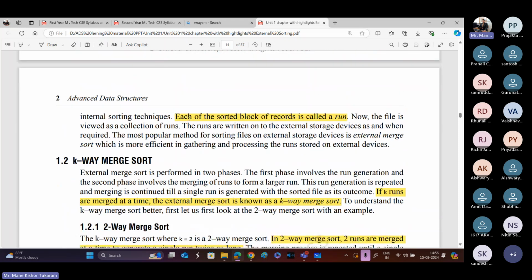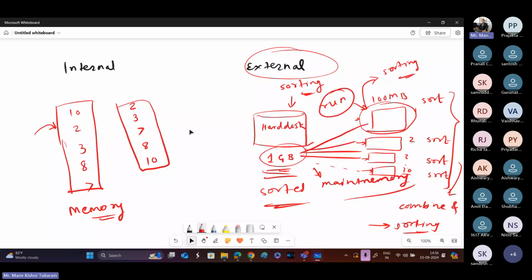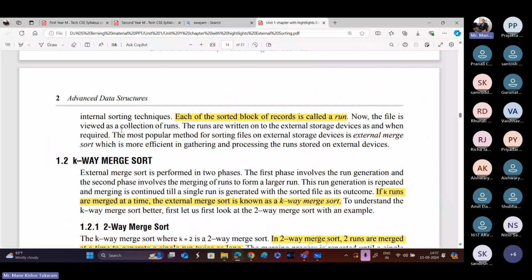So after sorting each and every block, that block is called a run. Okay, so run is nothing but a sorted block. So run means what? Run is nothing but a sorted block. So this is called a run. After sorting this whole amount of data, this block is called a run. So run is nothing but the sorted block. So these are the concepts which we can use inside our programming.